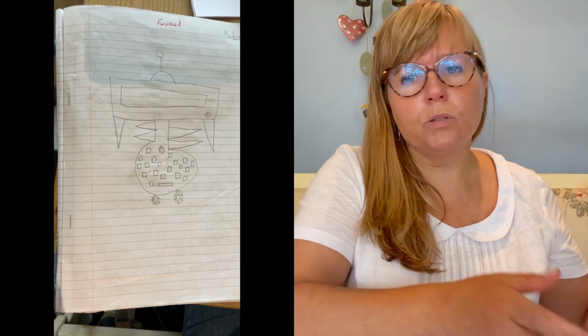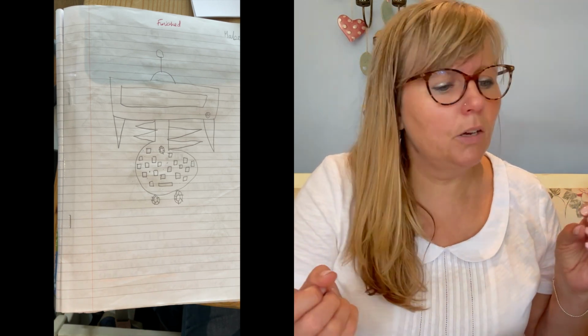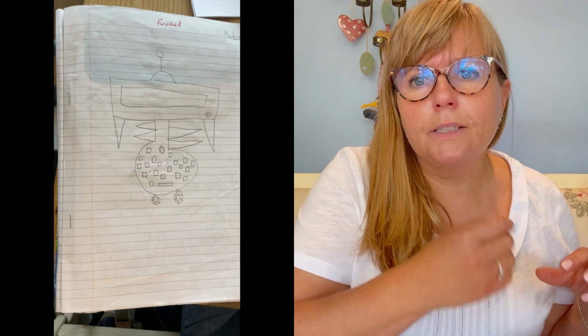I'm going to show you all of the different processes we went through. First of all, this related to a topic that we were doing on robots. So the first thing I did was get them to draw a robot. And they drew all kinds of things. They designed their own. This is her robot, a fantasy robot.